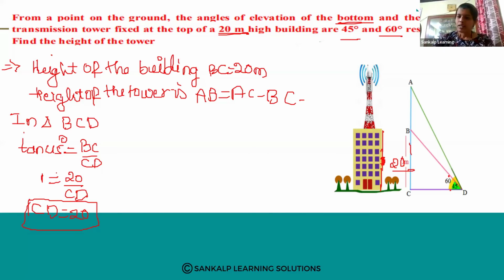Now, next, consider the next triangle. That is triangle ACD. Another triangle is visible. That is in triangle ACD. Okay, so in triangle ACD, the angle is 60 degree. So the full angle is 60 degree. Okay, here we know the value of CD.